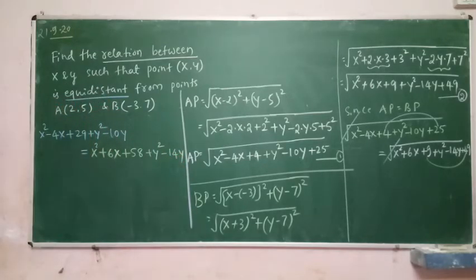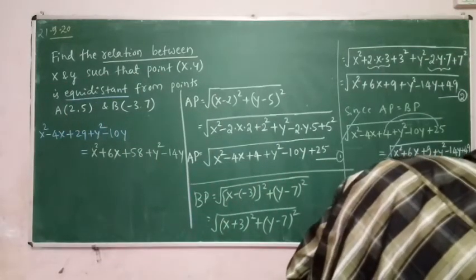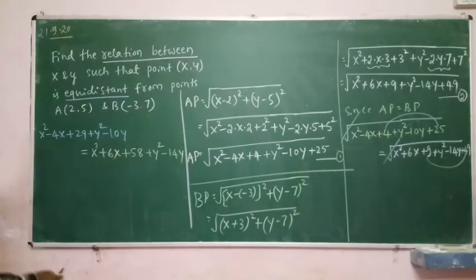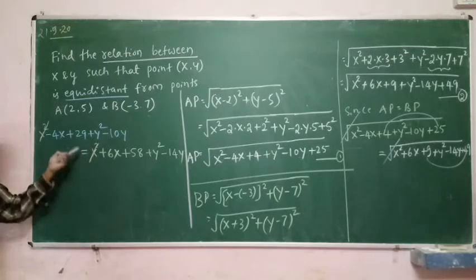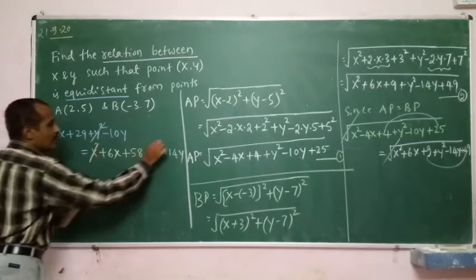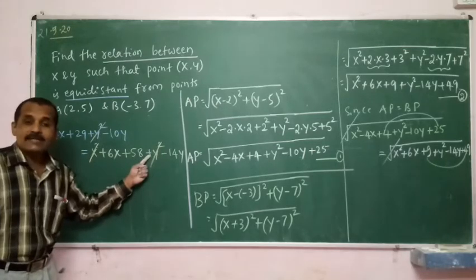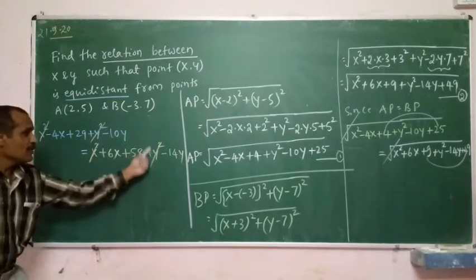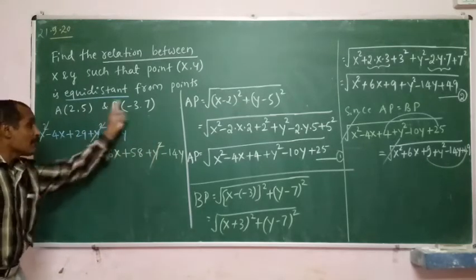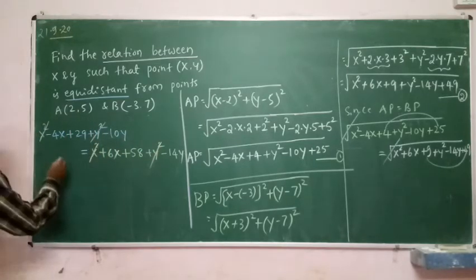My dear children, what are the things getting cancelled? I will just cancel with a different color. Come on. This x square gets cancelled, because when you bring it to the LHS, it will become minus x square. So cancel. Y square cancel. Don't get confused. Sir, both are positive, how have you cancelled? No. This is in the LHS, this is in the RHS. When you bring it to the LHS, it becomes minus y square and then gets cancelled.